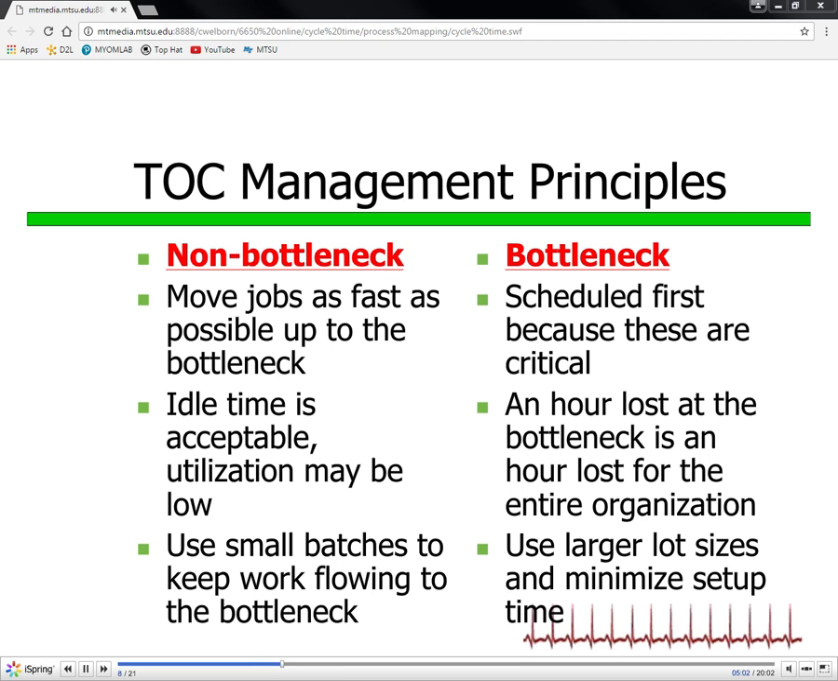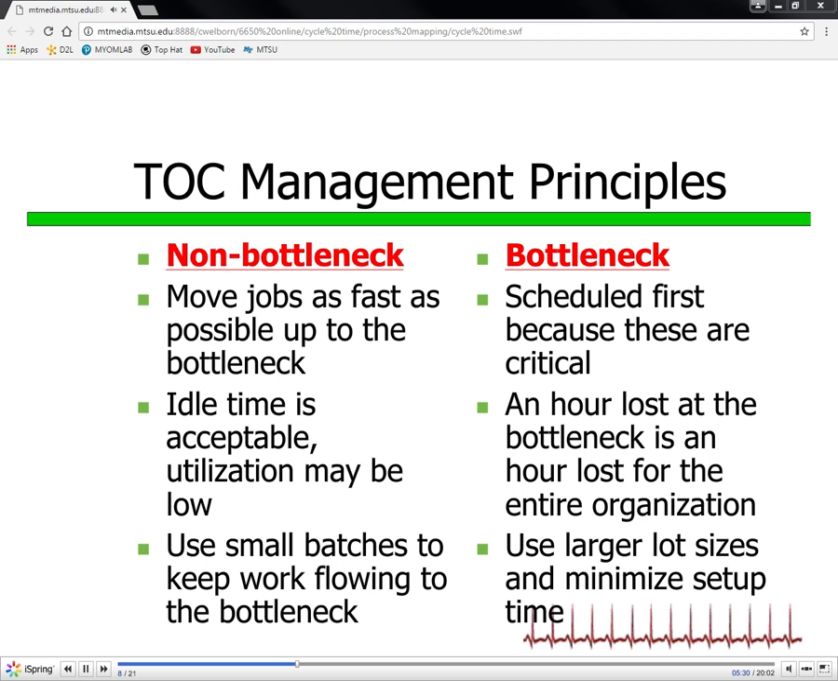What do they say about the bottleneck operation? Schedules first, because these are critical, which means they get the schedule that most suits their requirements. So when you think about the sequence of jobs that need to be done, typically different workstations have a different sequence that makes it easiest for them. Well, the good news for the people at the bottleneck operation is they get to choose the schedule. The schedule is designed so that it makes their work most efficient.